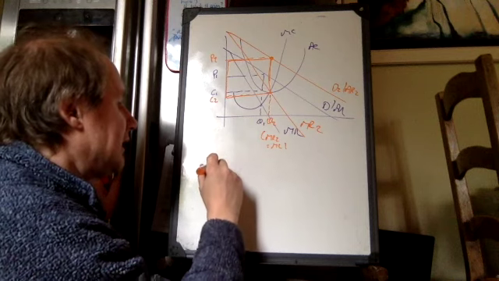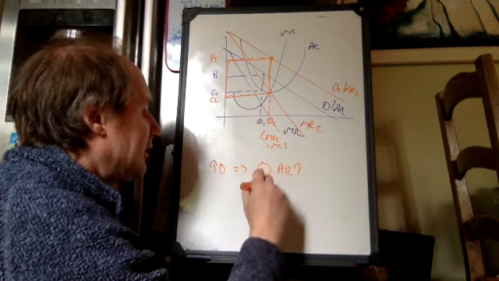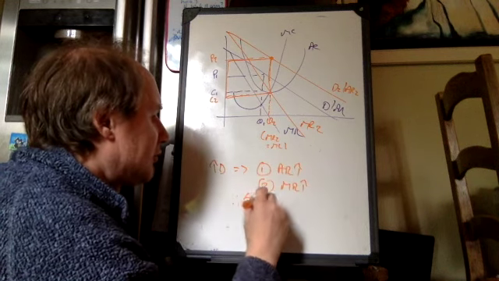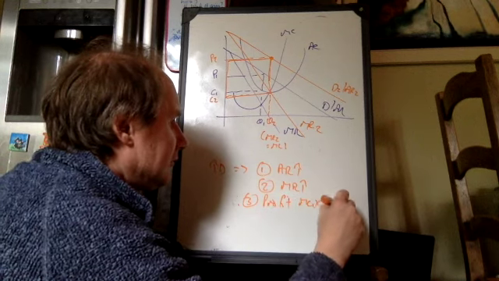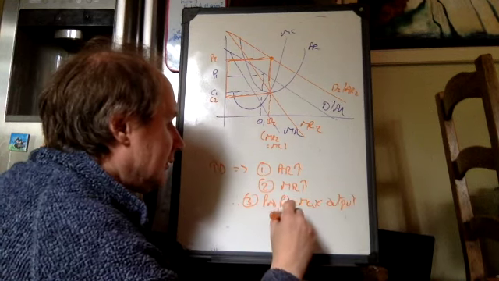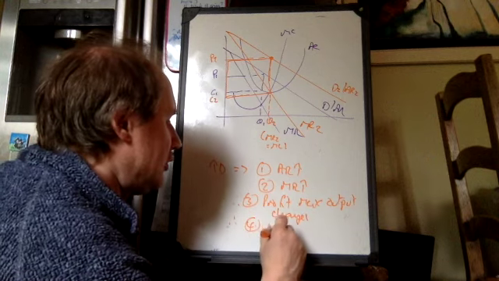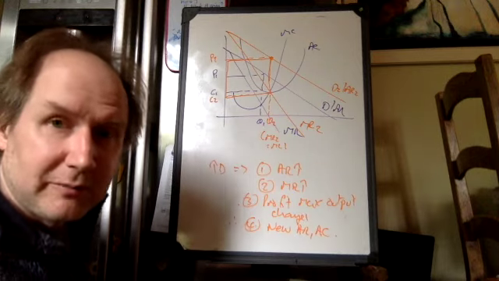So the key to this one, an increase in demand means that one, AR goes up, two, MR goes up, and therefore three, the profit maximising output changes, and therefore four, we find a new average revenue and a new average cost.